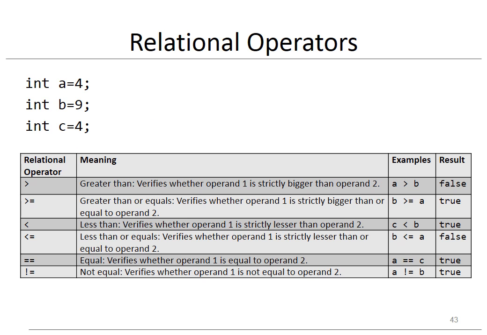Relational operators check the relationship between operands, which are usually numbers. They typically return a Boolean value. Suppose we have three integer variables: A initialized to 4, B initialized to 9, and C initialized to 4. We can now check whether one is strictly greater than, greater or equal than, strictly lesser than, or lesser or equal than the other as illustrated. We can also verify if one operand is equal or not equal to the other as represented in the bottom two rows of the table.